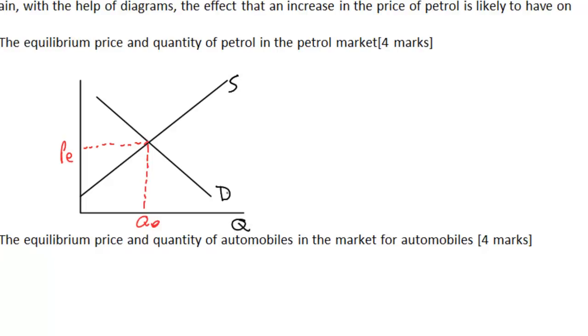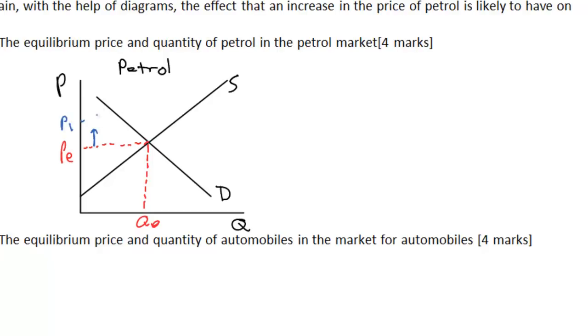In order to get full points on an economics test, when drawing diagrams, you must have complete labels: supply, demand, quantity, price, equilibrium points, as well as, most of the time, a title. So this is the petrol market. So the question asks us to consider the effect of an increase in the price of petrol on the market for petrol itself. So let's assume that for some reason the price of petrol rises to P1.